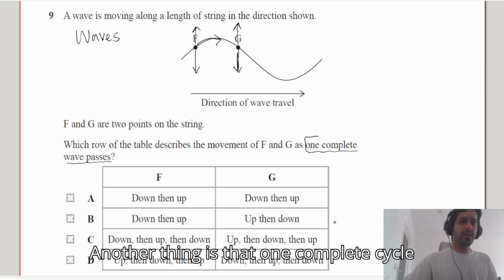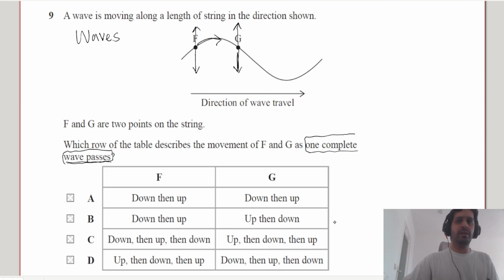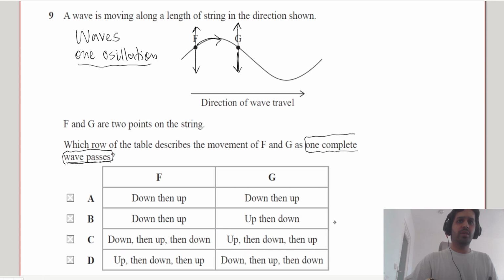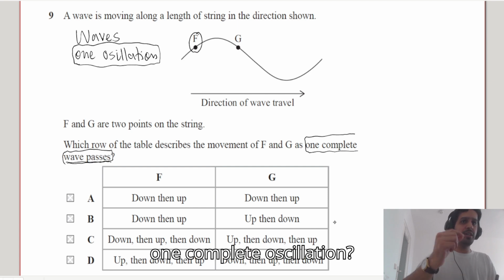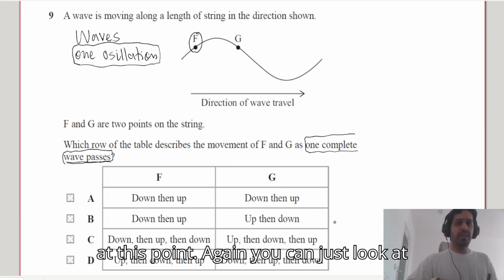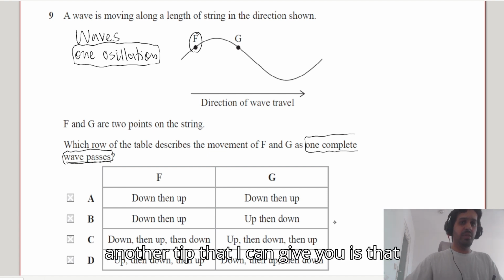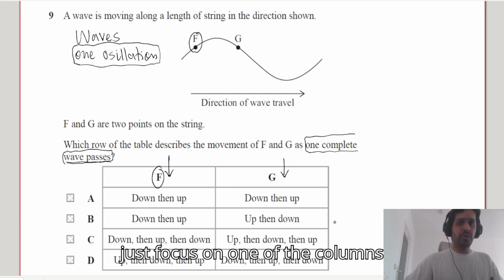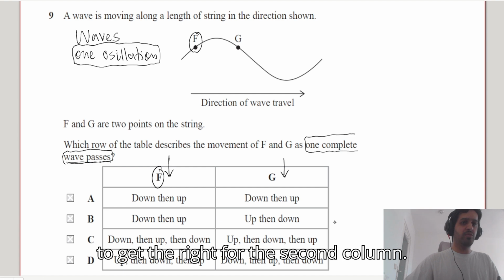Another thing is that one complete cycle of a wave would be like one oscillation. So what you have to understand is just this one concept, one oscillation. So how will this point F move in one complete oscillation? At this point, again, you can just look at the options, and you can try to eliminate the wrong answers. Another tip that I can give you is that whenever you are given 2 columns, you just focus on one of the columns first, okay? Try to get the right answer for the first column, and then automatically it will be easier to get the right answer for the second column.